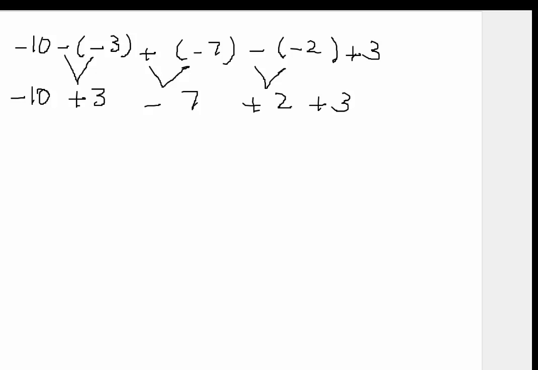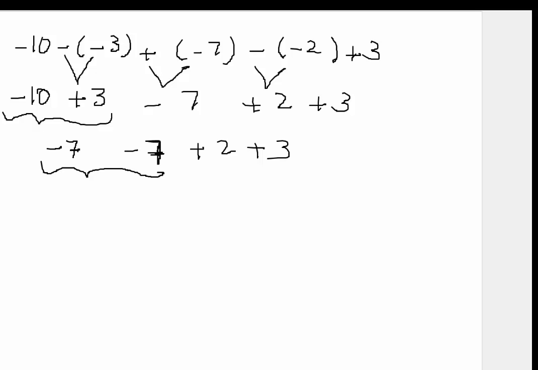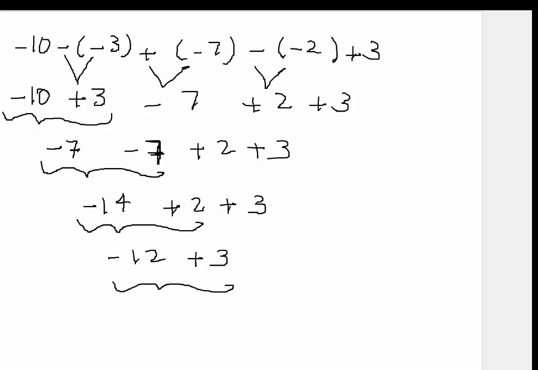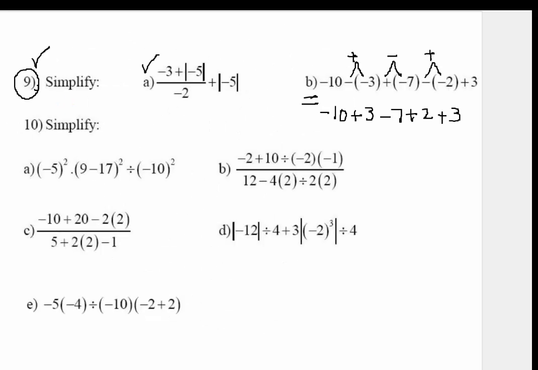So in this case, if I go from left to right, I have -10 plus 3, so it would be -7. And then I have -7 would be -14. Then you have -14 plus 2 would be -12. And then I have -12 plus 3 would be -9. Okay, that's another way to look at this. Okay? All right.